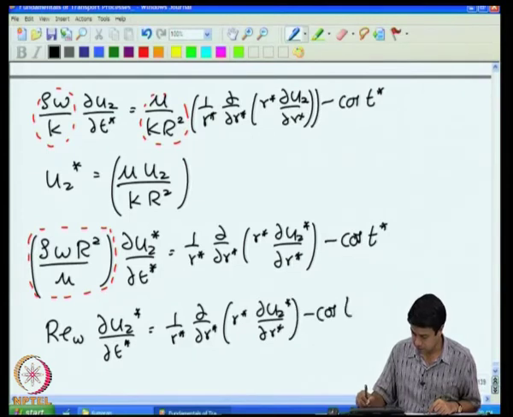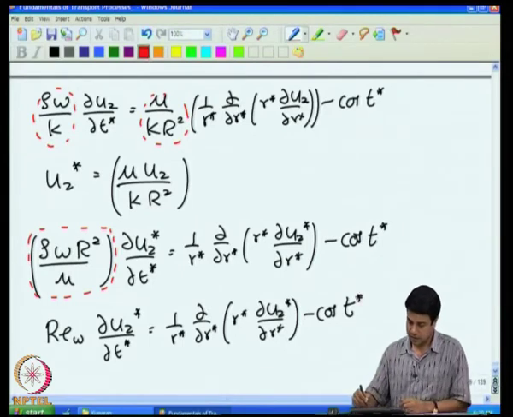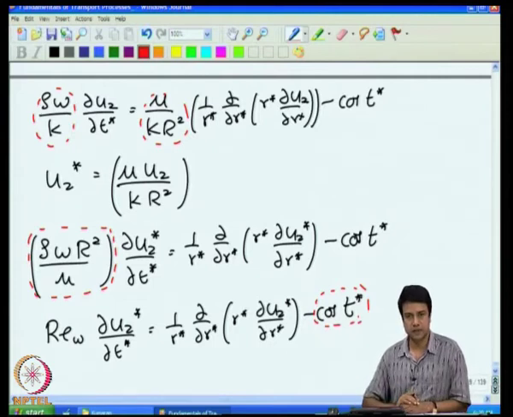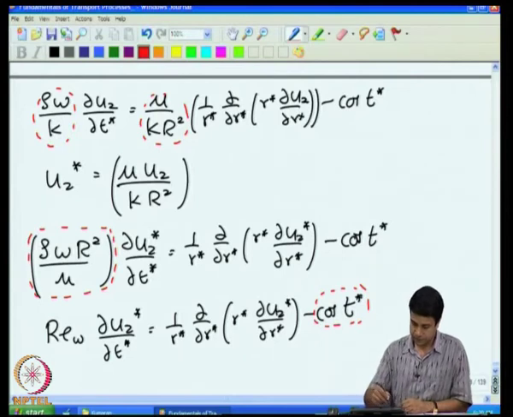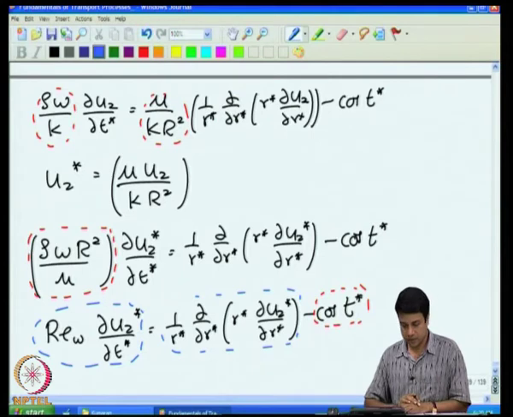Minus cos of t star. Note that this is the inhomogeneous term, this is the forcing in time. This is the term that is forcing the velocity field. This is balanced by two terms. This one is a viscous term and this one is an inertial term. So, at high Reynolds number you would expect the inertial term on the left to be dominant. In the limit of low Reynolds number, the viscous term, the first term on the right, will be the dominant term.